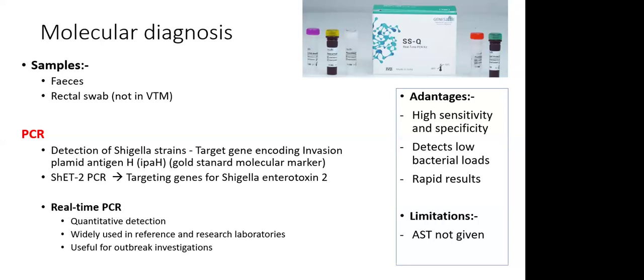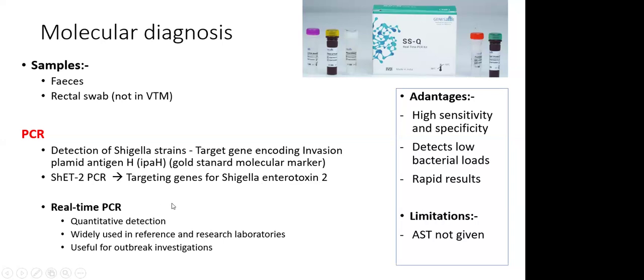Also, now the molecular diagnosis has advanced. For that, again, we can send feces, and here rectal swabs are acceptable, but you need not send them in VTM. You can just send normal rectal swabs. Even if it is dry, it is okay. We can process it for molecular diagnosis. For PCR, the main target gene is the invasion plasmid antigen H, that is ipaH, which is the gold standard molecular marker. Also, there are PCRs for detecting the Shigella enterotoxin 2.